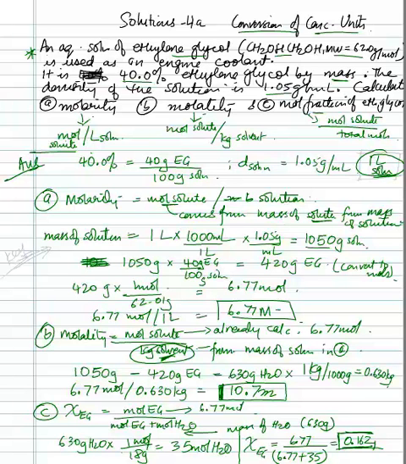Again, remember, the important thing is that you have to assume it's a 1 liter solution, and the key step, okay, this is the key step, is to figure out the mass of the solution. Once you have the mass of the solution, then you can calculate everything else. We'll do one more problem, so you can go on to the next one if you want to.